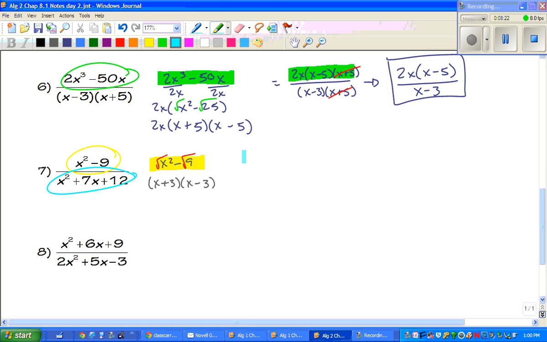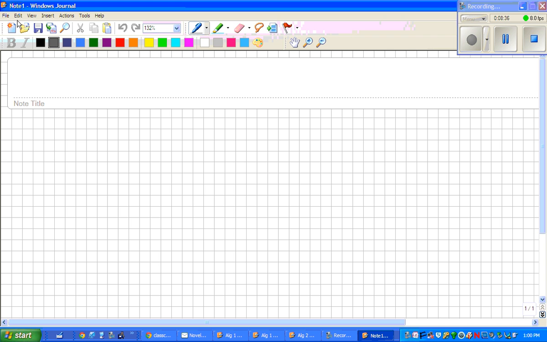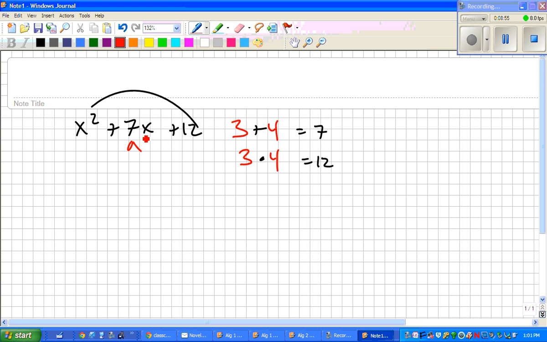Now, our other one, we have to factor x squared plus 7x plus 12. All right, so if you need another sheet of paper or whatever, we've got x squared plus 7x plus 12. You guys need to know that we're looking for numbers that add up to 7 and multiply to get 12. All right? We've gotten past the point of me writing down all of the numbers and you guys figuring it out. It's been way too long.